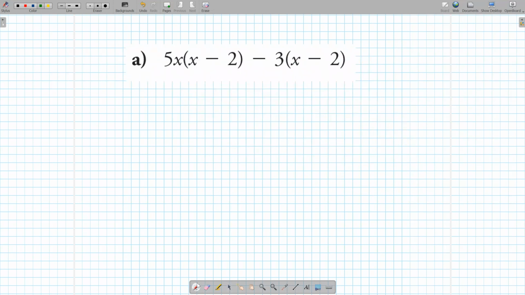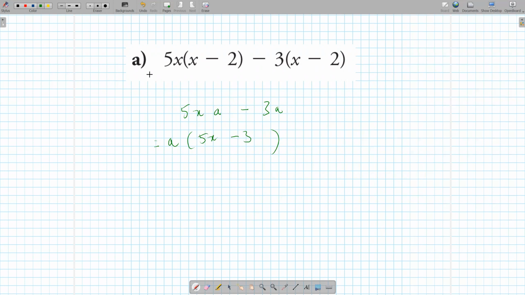Before doing this, let's do this. If you have 5xa minus 3a, what can we pull out? You can pull out an a. Yes, what are you left with in the bracket? 5x minus 3. Correct, easy as that, okay?